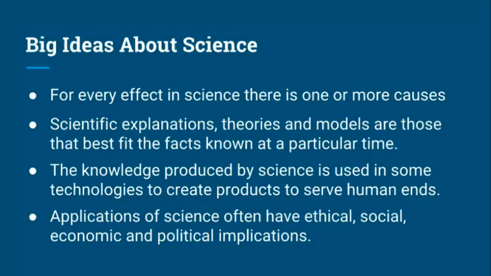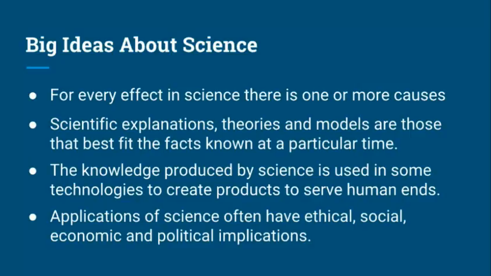These ideas are very important to us, and one of them is for every effect in science, there's one or more causes. Things don't just happen by themselves. There are cause and effect relationships, and that's something that students need to look at. Really, even some adults, especially those that believe in superstitions, there's a reason for everything.